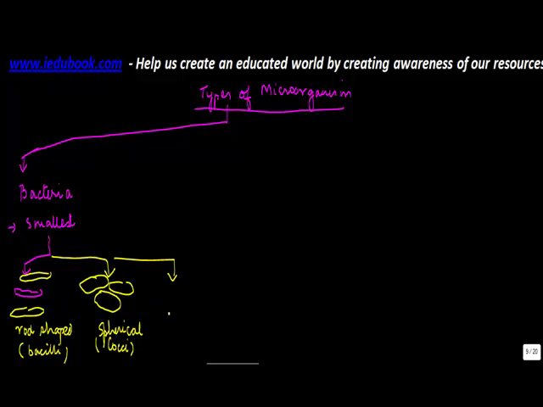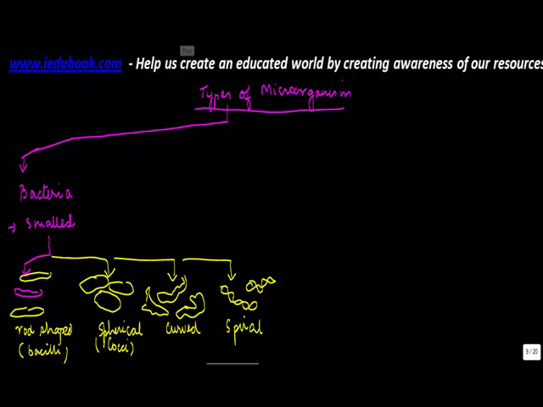Then they could be something like a curved shape, just like you have these curves. So it might be something like this. Or they could be just like a spiral. You can use any of your textbooks to see these kinds of bacteria, the colors and shapes of them. So this is the first kind of ones which are there.